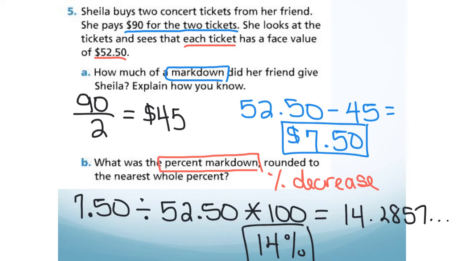If you worked the proportion on this one, that is completely fine. Your proportion would have set up as $7.50 over $52.50, and you would have set that equal to your percent over 100. Don't worry if you're using different methods. Your goal is to get the correct answer.